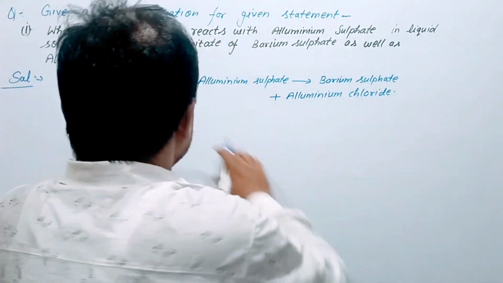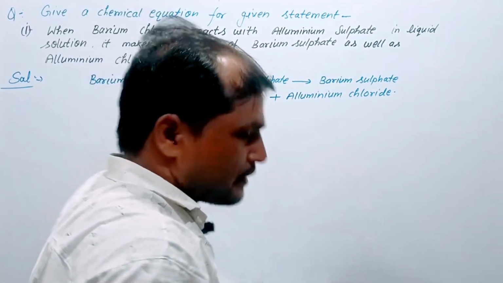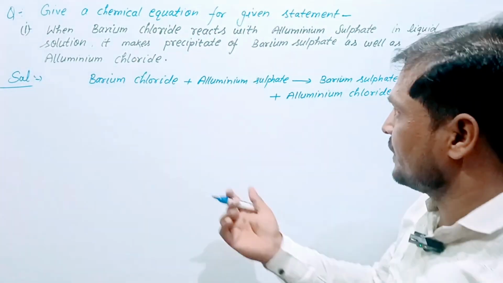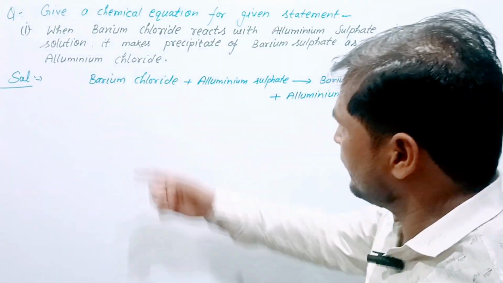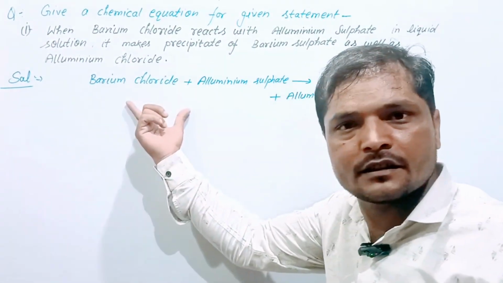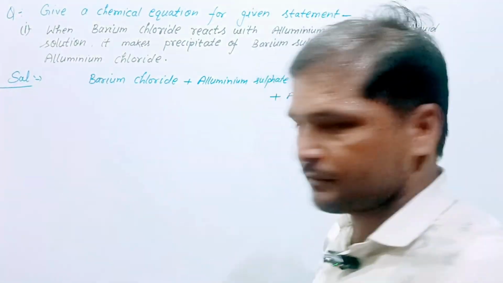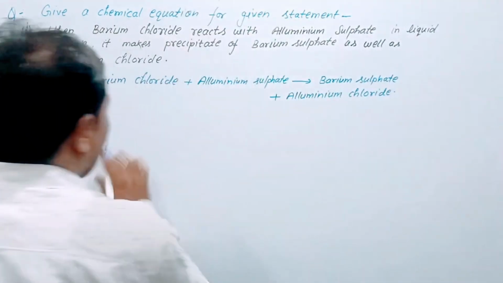Now it is a chemical equation in form of our own words. Now let us use element symbols in place of words. Let us start. Barium chloride.